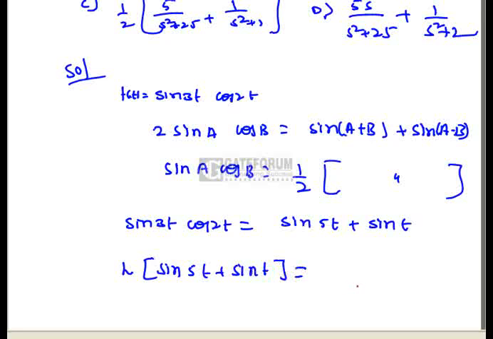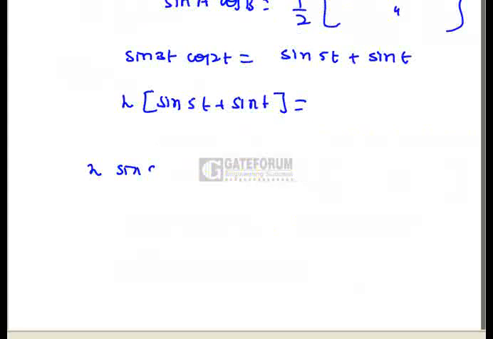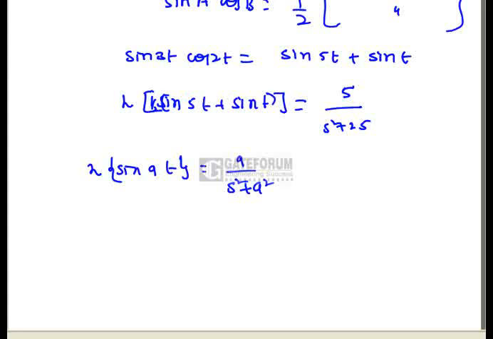We know that the Laplace transform of sin at equals a by (s square plus a square). With the help of this formula, the Laplace transform of sin 5t is 5 by (s square plus 25). Here 1 by 2 is there, so 1 by 2 times that, plus the Laplace transform of sin t, which is 1 by (s square plus 1).